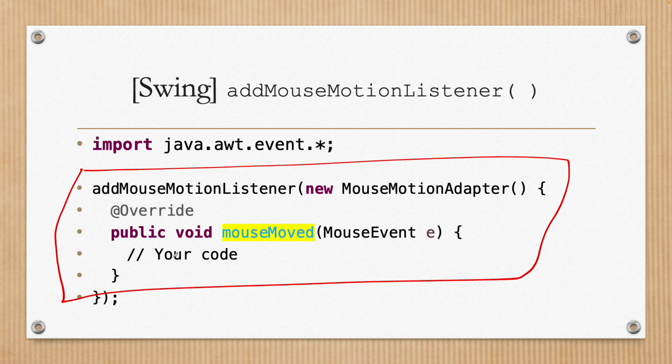Make sure that you add this piece onto your program. Then what you're going to be overriding is the mouseMoved method. So make sure that you call this method and you also override this method, mouseMoved, and then your code for changing the color will go inside of it. Okay, so let's take a look at an example together.